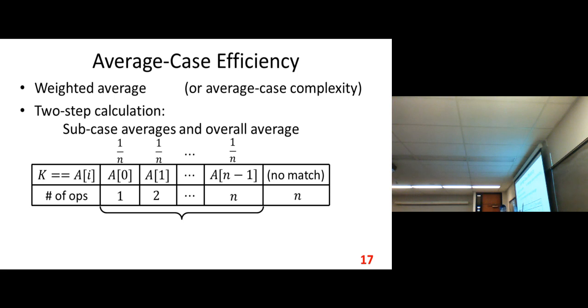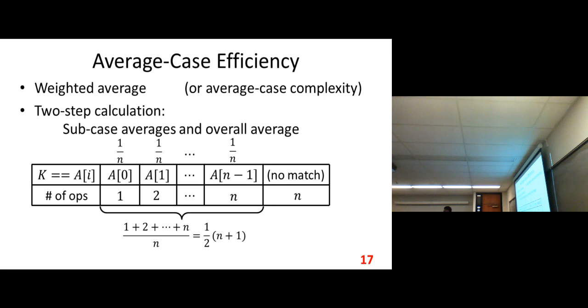Weighted average. What is the weighted average? The probability is the weight. Weight, value, weight, value. So you multiply the weight with the value and add them up. So the formula is like this. So this is the average number for the first subcase.